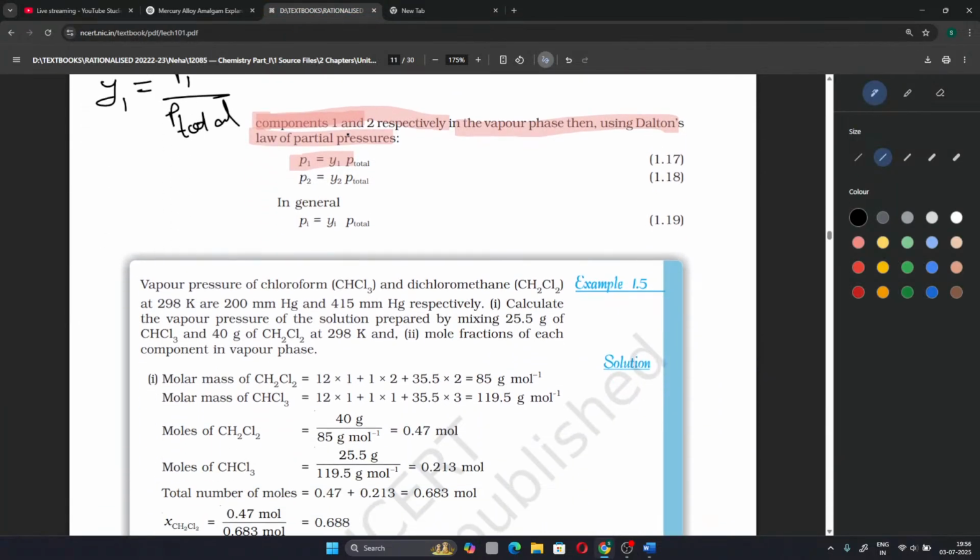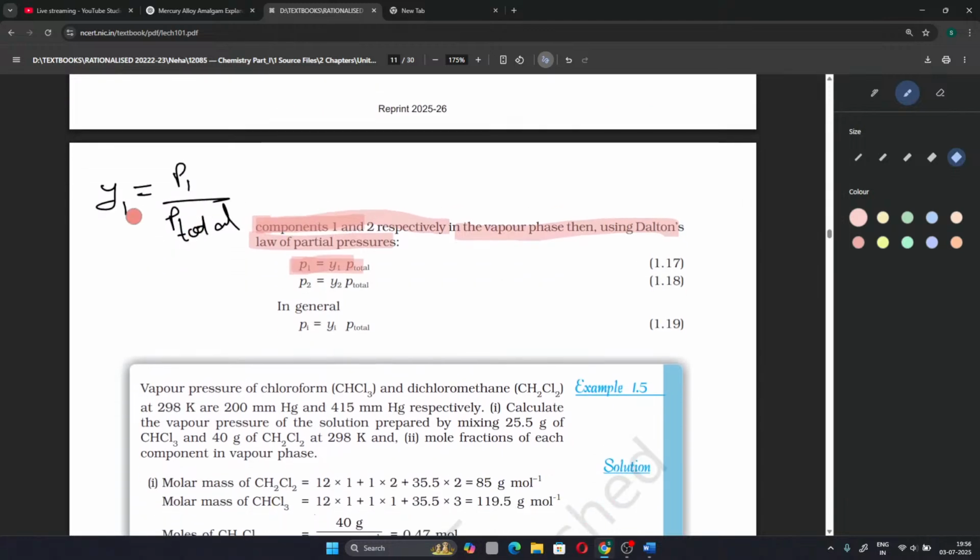Okay, that is why we got these equations, where P1 equals y1 P total, where we took this P total to the left hand side, and P2 equals y2 P total. In general, Pi equals yi times P total.